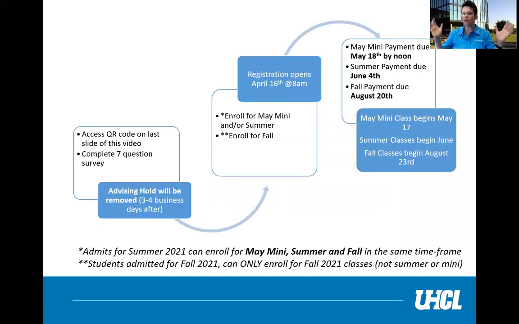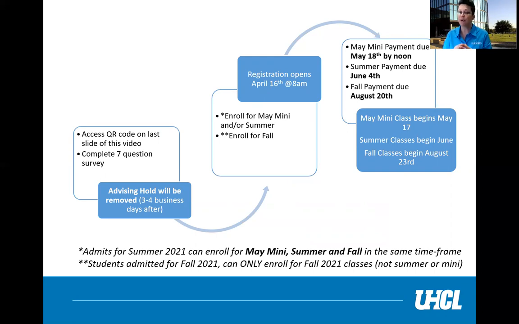All right, so here's just a quick overview of everything, again, that I've talked about today. So next steps. You're going to access the QR code, which is on the next slide. You're going to complete the 7-question survey that it's going to link you to. Again, that survey is very important. That is what's going to tell us that you finished watching this video and for us to lift your hold so that you can enroll in classes when registration is open on April 16th and after.